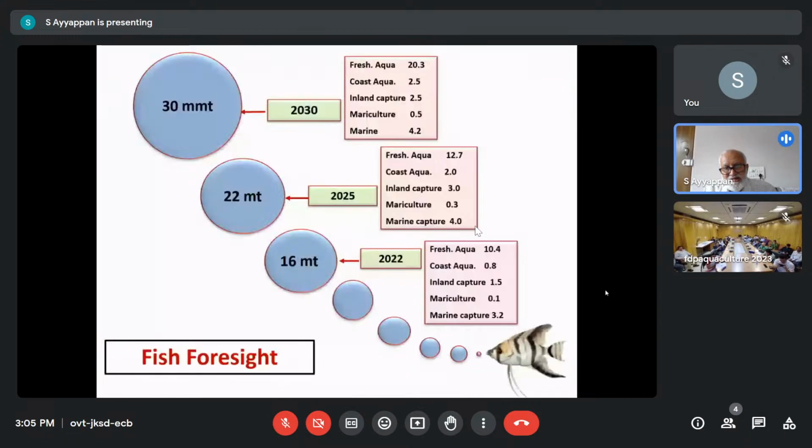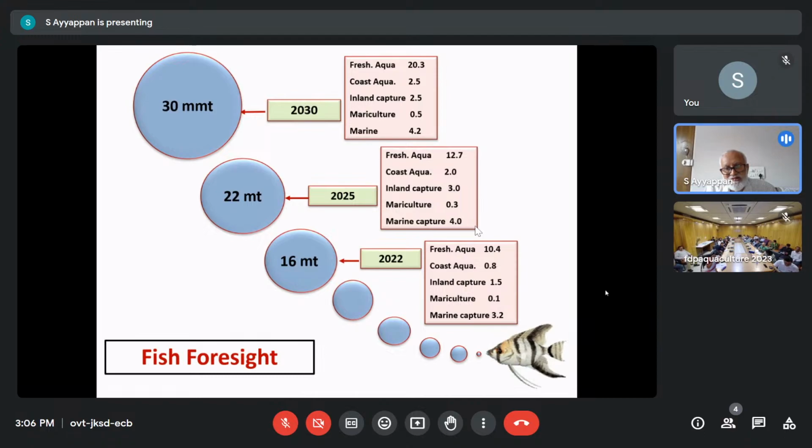Now, what is the foresight? Yesterday Dr. Jana might have told you, in 22 we are at 16 million tons. In 25 we should be at 22 million tons, and in 2030 we should be at 30 million tons. So we have broken it all down. What comes out is that capture, whatever we do, will not give us more than about 8 million tons of the 30 million tons. So the rest, more than 20 million tons, to be conservative, has to come from aquaculture in different forms.